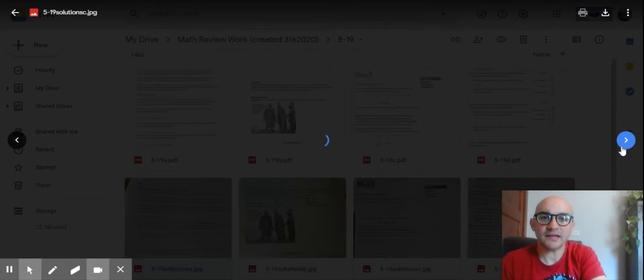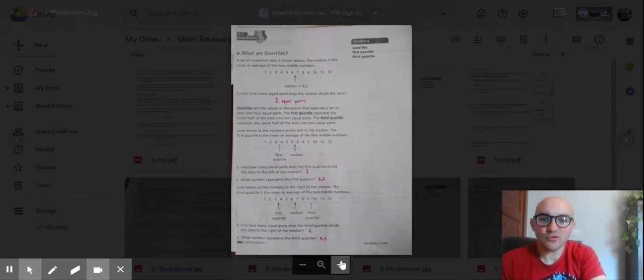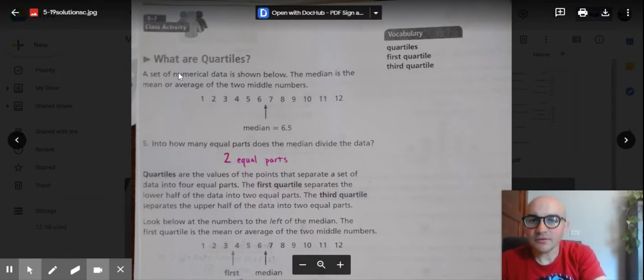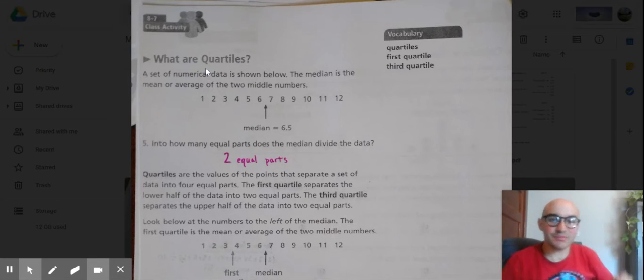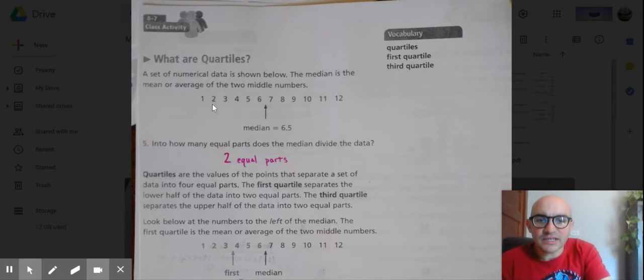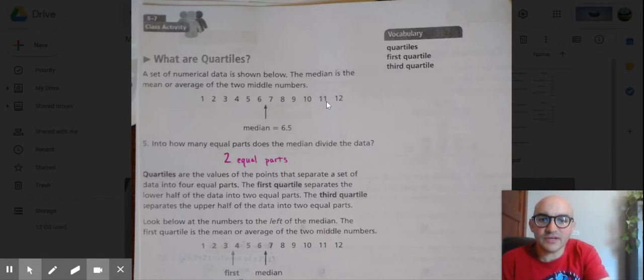Okay, let's look at the next page. So this is just simple. This is just going to give us some practice with quartiles. And we're just going to be looking at the first and the third here. So they do a nice job. They give you this little data set here, 1, 2, 3, 4, 5, 6, 7, 8, 9, 10, 11, 12. And they find the median for you.